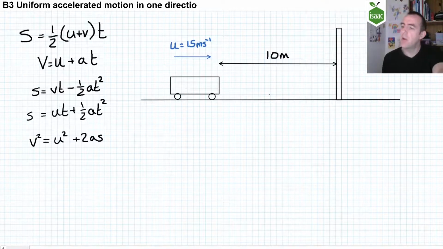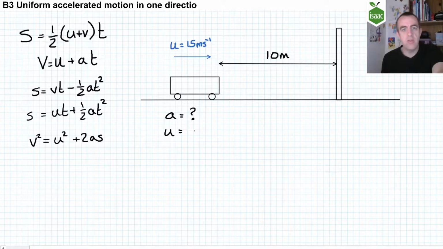Let's imagine a different question now. A car is travelling at 15 meters per second and the brakes are applied 10 meters away from a wall. And we want to know what the minimum acceleration is that will stop the car before it hits the wall. And we're asked what that acceleration is. So we'll do the same approach as last time. We'll make a list of our variables. The acceleration is what we want to calculate.